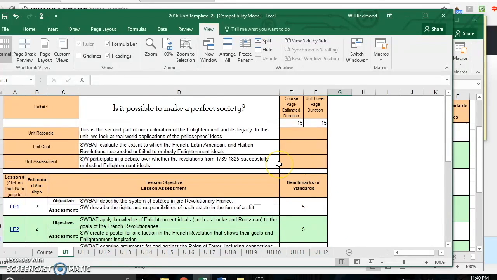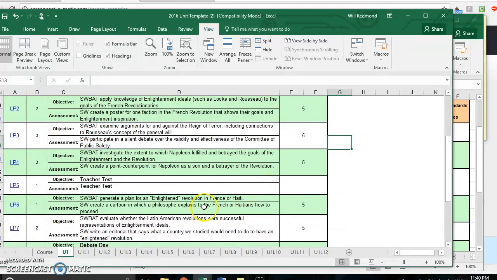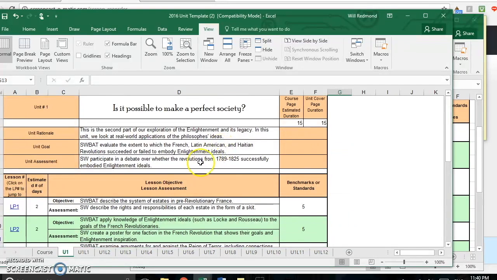All right, and that's how to plan a unit in the ACE template. It's really helpful. Remember, start at the end, work your way to the beginning. Make sure that you're always focused on that unit goal and that unit assessment to make sure your students are as prepared as they can be.